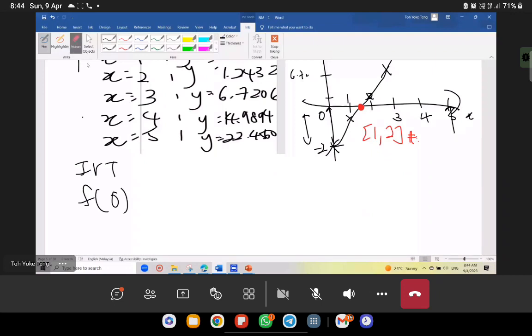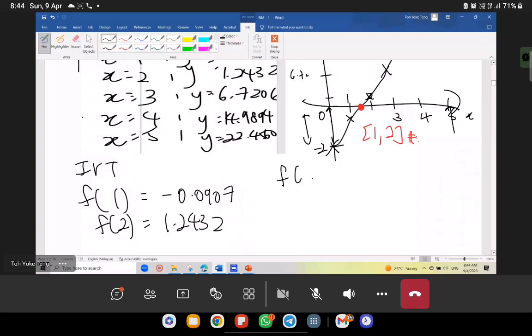F of 1, f of 2. So again, it's the same thing. Insert the equations into your calculator, press calculate, and you may get this value. And for the other one, you insert it and you may get this value.